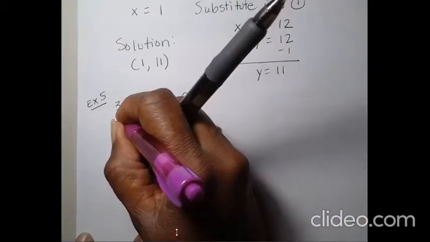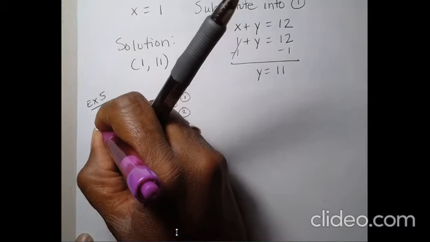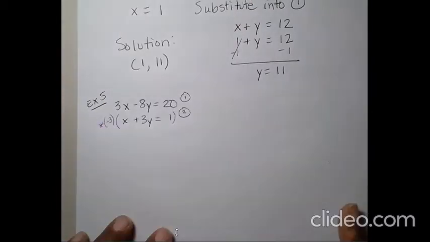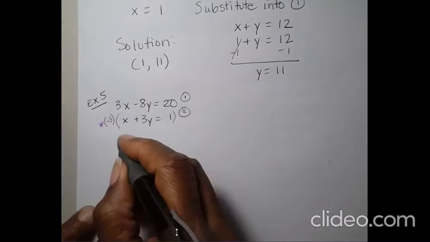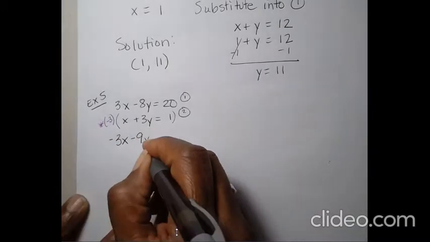Why did I pick -3? Well, I picked -3 because we have a positive 3x here. We need the opposite of that here. So now we've got -3x minus 9y equals -3. This -3 needs to be multiplied by everything in that whole equation, not just the first thing, but all the parts.